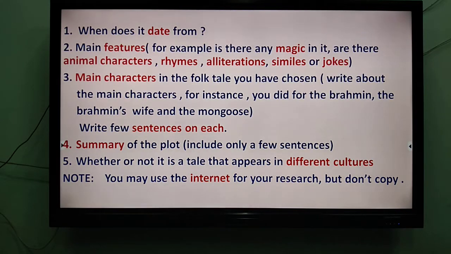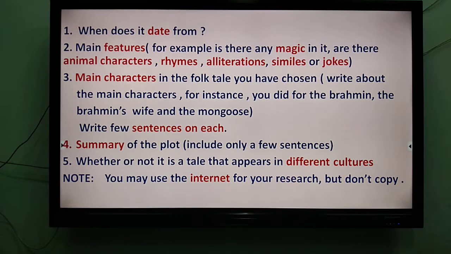Then think about the characters. Just like in your Brahman and the mongoose story, you had 3 characters, the Brahman, the Brahman's wife and the mongoose. Now, what are the main characters in the folk tale that you have selected? So think about them, make notes about them. You can write small paragraphs or small sentences on each of these. Then after that, write a summary of the plot, which could be another few sentences.